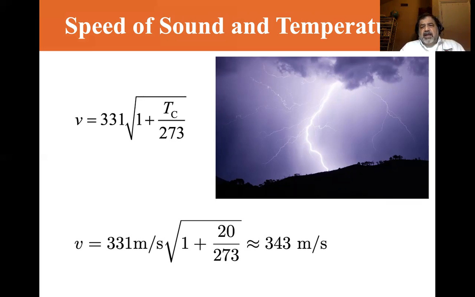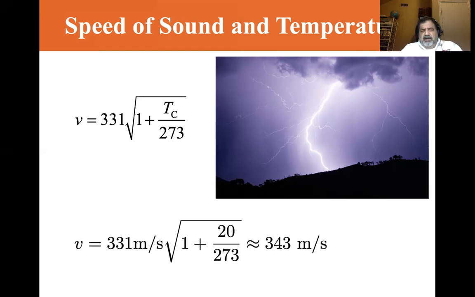And we can use that fact. They show a picture of lightning, and when you see lightning strike, if you count up to three, since 333 meters per second would be a third of a kilometer. 343 is approximately a third of a kilometer. So if you see a lightning strike and you start counting, if you hear it 3 seconds later, it's only a kilometer away. If you hear it 6 seconds later, it's 2 kilometers away.